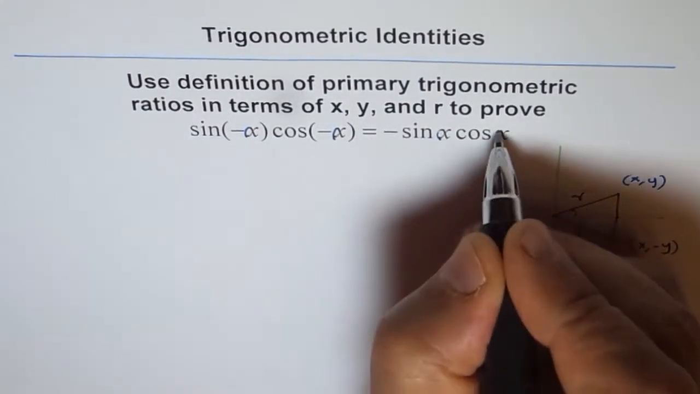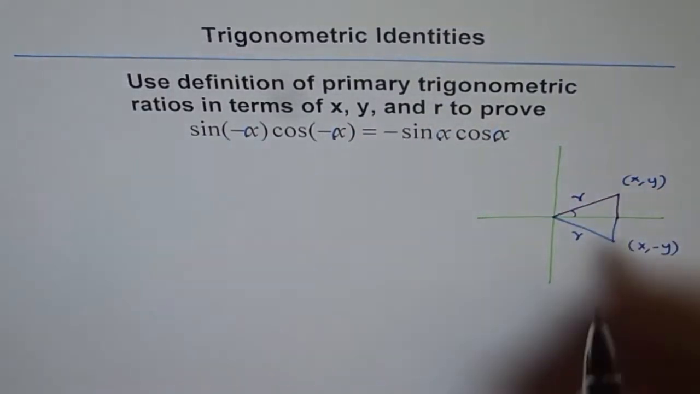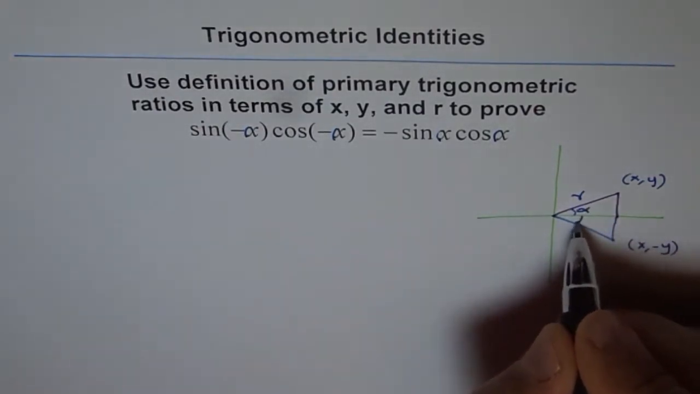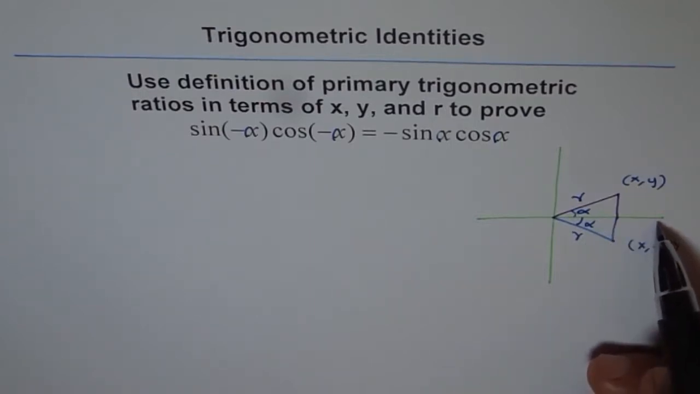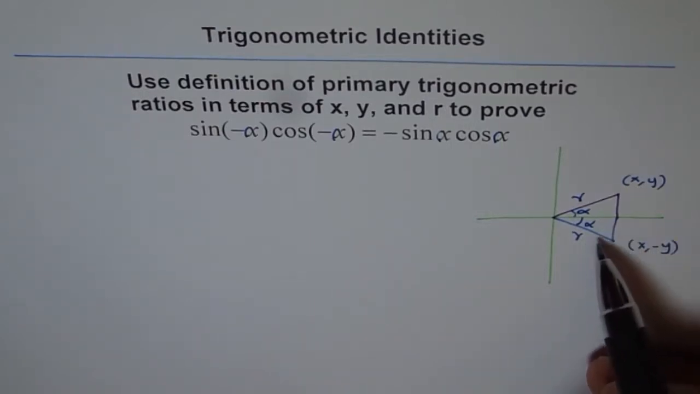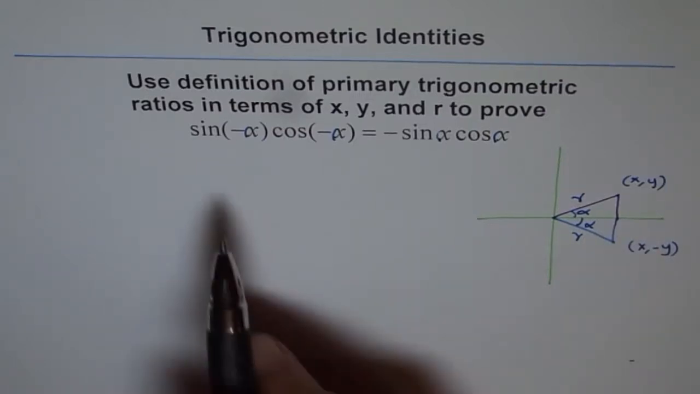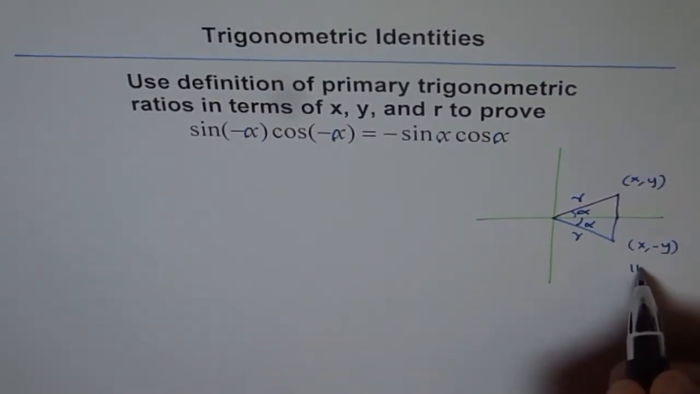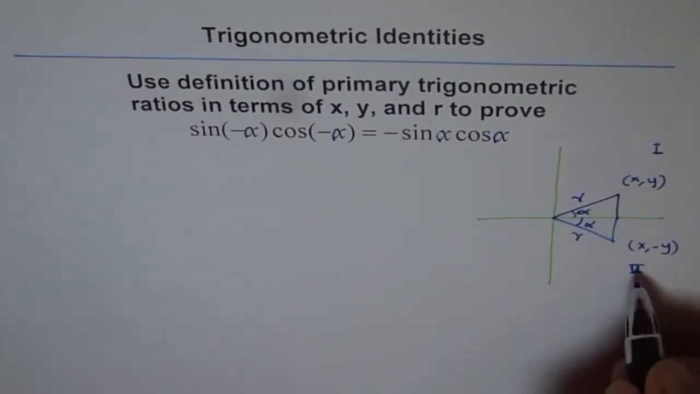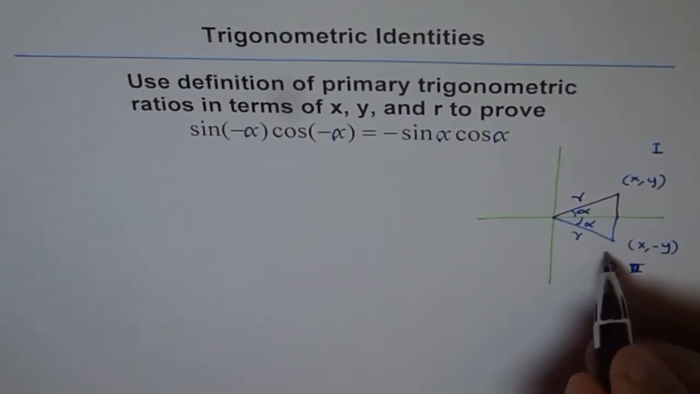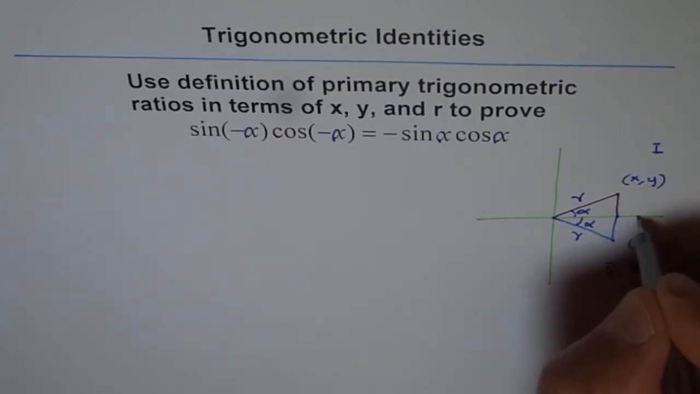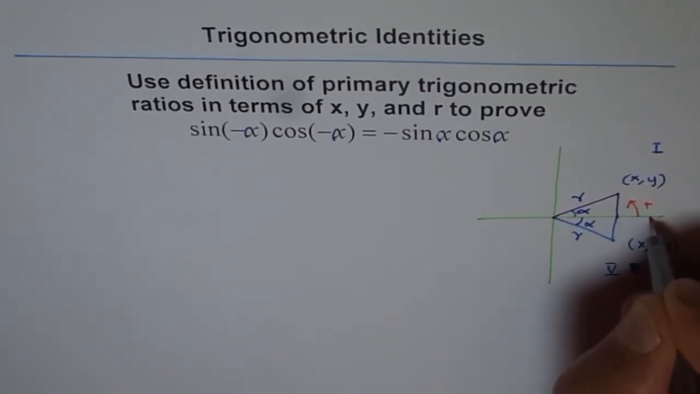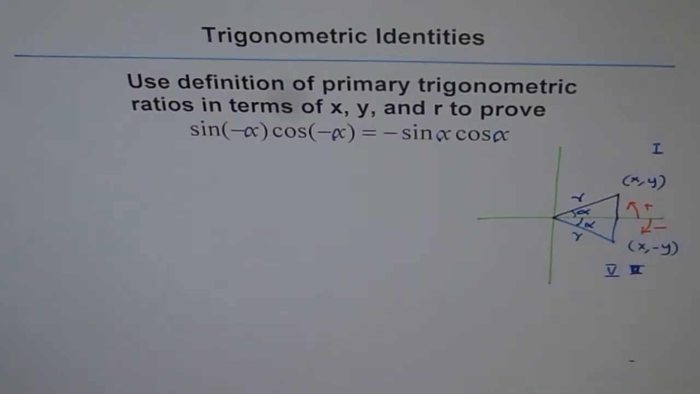The reason is that I don't want two x's in my statement, right? So I'm using this as alpha, and this will be my minus alpha. When we go counterclockwise from our x-axis it is positive, and clockwise is negative. So when we say sine of minus alpha, we are really interested in this particular quadrant. That is the quadrant we are interested in. This is minus alpha, right? Counterclockwise is positive and clockwise is negative. That's why.